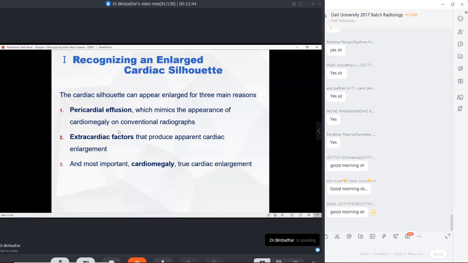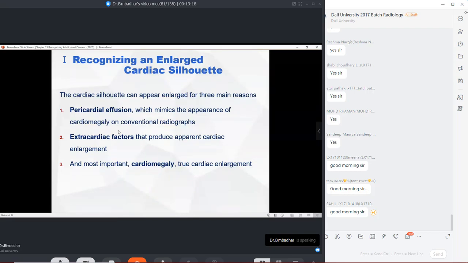Okay, remember, do not confuse this with chamber enlargements. Chamber enlargements are entirely different. When I'm talking about chamber enlargement, I will be talking about the location. For example, I will be talking about right atrial hypertrophy, adding the side and the chamber that is involved. So right atrial hypertrophy, right ventricular hypertrophy, left atrial hypertrophy, left ventricular hypertrophy.